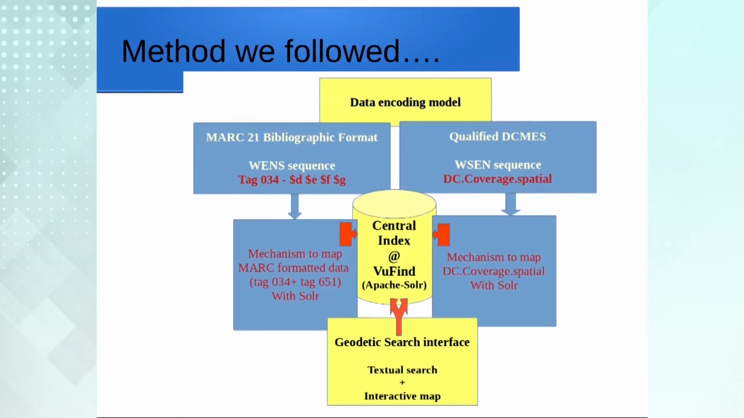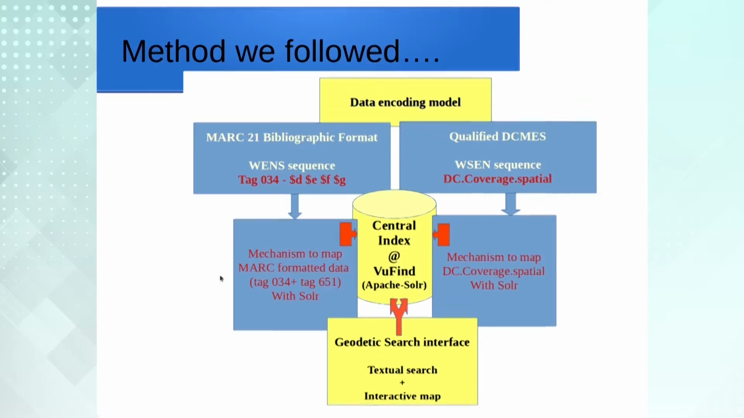dc.coverage.spatial may include longitude and latitude of a given place. Then after encoding is over, we can prepare a central index in a discovery system. What tool we are using or what retrieval engine we are using in ViewFind is a very sophisticated open source retrieval engine, that is Apache Solr.